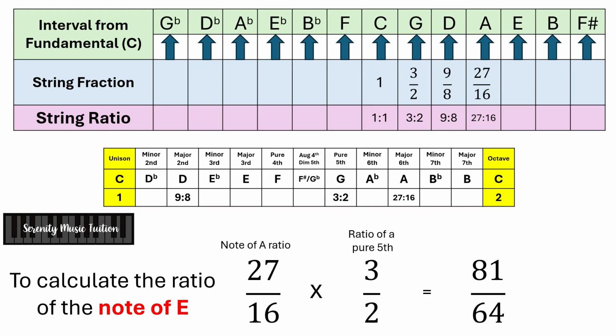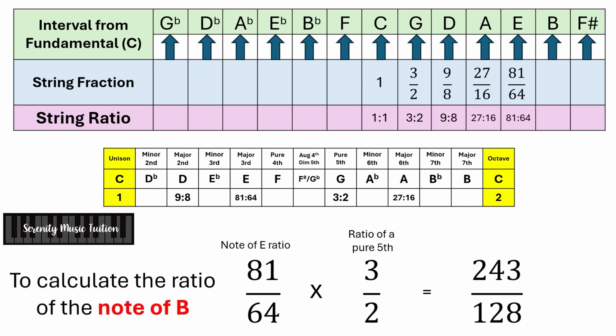Let's add this to the table. Time to pile on our next fifth. To calculate the string ratio needed to produce the interval which leads to the note B, we need to take the ratio of the previous note of E and multiply it by the ratio of a pure fifth, which is 3/2. This gives us an interval fraction of 243/128, which lies between 1 and 2, so we can add it to the table.